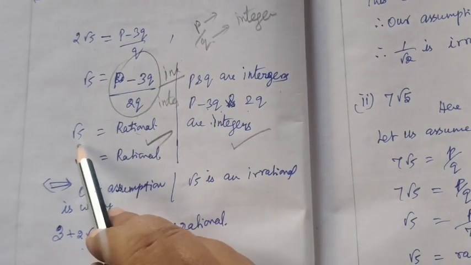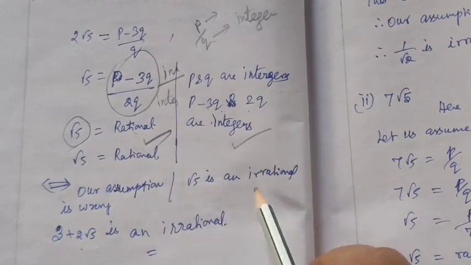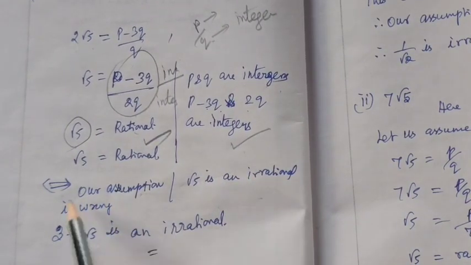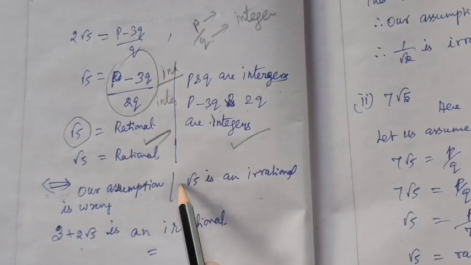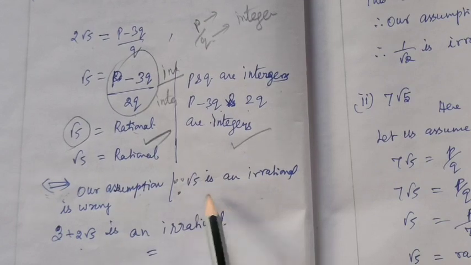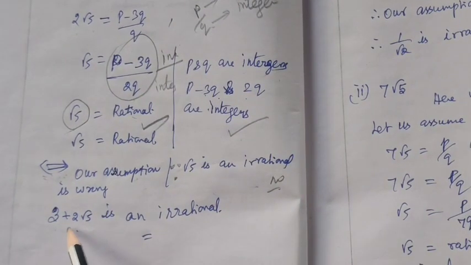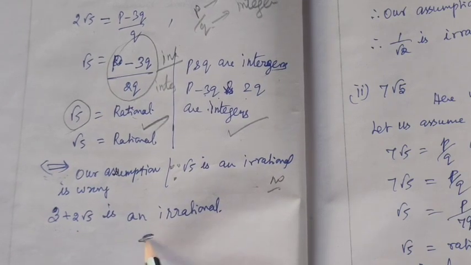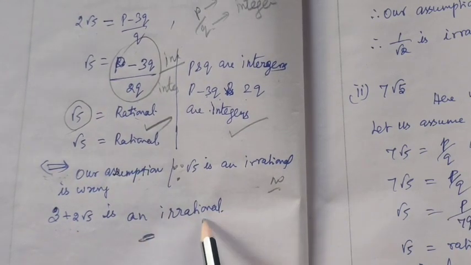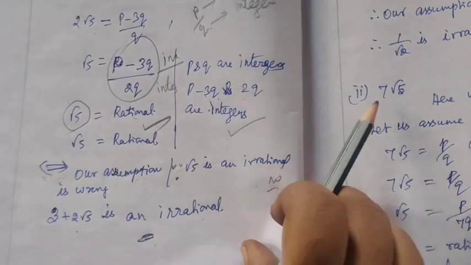So root 5 equals this side, a rational number, has come. But this is irrational only. We know root 5 is an irrational number. So our assumption is wrong. This contradicts our assumption, since root 5 is an irrational number. Therefore 3 plus 2 root 5 definitely should be an irrational number. We had taken it as a rational number but the assumption is wrong, so it is an irrational number.